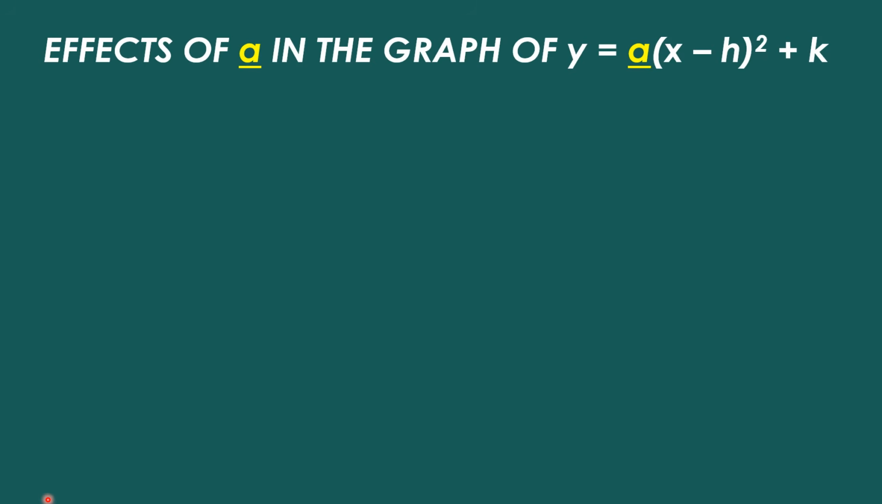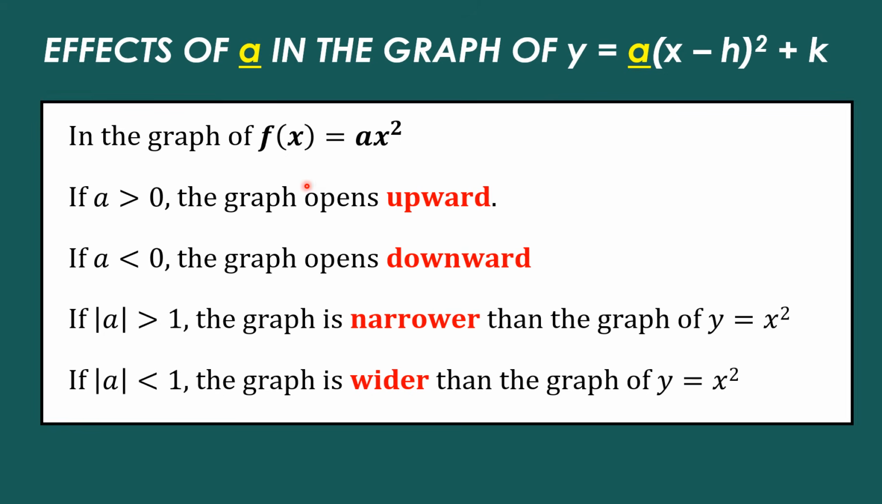Now let us discuss the effects of changing the value of a in the graph of our quadratic function in vertex form y equals a times the quantity x minus h squared plus k. In the graph of f of x equals ax squared, if a is greater than 0, then the graph will open upward. But if a is less than 0, the graph will open downward.